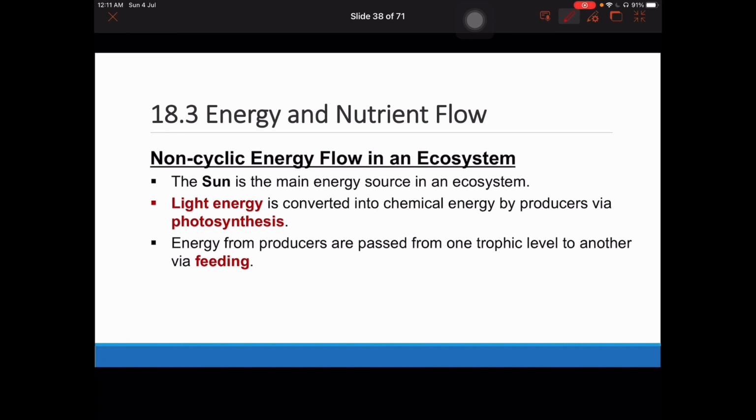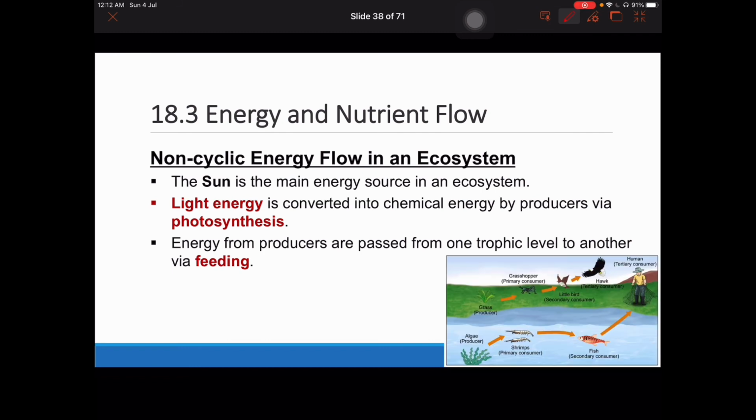Now to end off this part of the video, let's talk about how exactly the energy transfer is non-cyclic in nature. Non-cyclic means that you cannot recycle the energy that came from the sun. So there's no way that the energy will eventually return back to the sun. It will somehow disappear or be used up for other things. So we know that the sun is the main energy source in an ecosystem. That means light is converted into chemical energy by the producers using the process of photosynthesis.